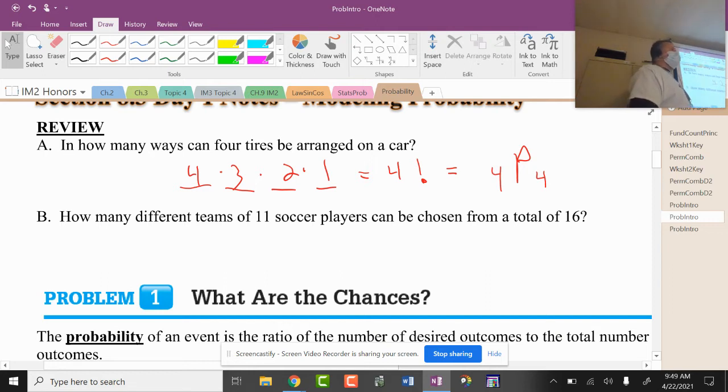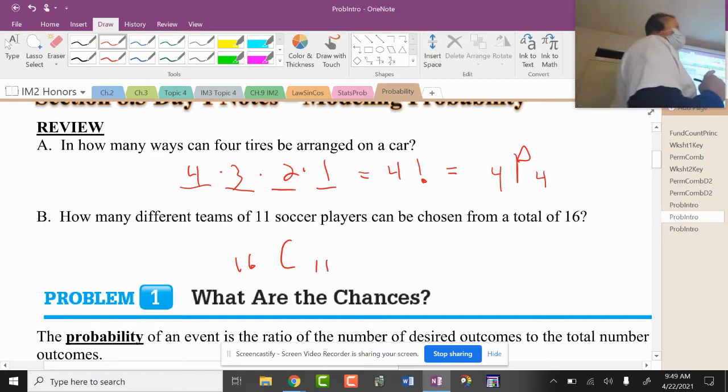Combination. I mean, there's no other way to say it. The order doesn't matter. All that you're doing is how many different teams of 11 soccer players can be chosen from a total of 16. It's just you're on the team. There's nothing about order or anything like that.